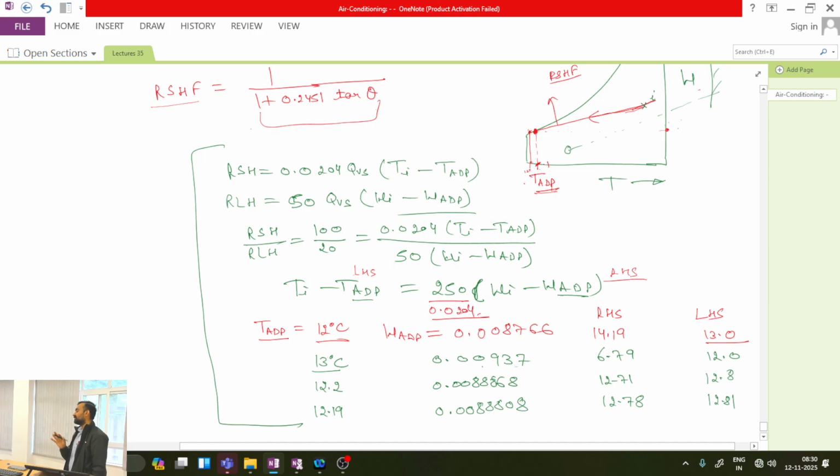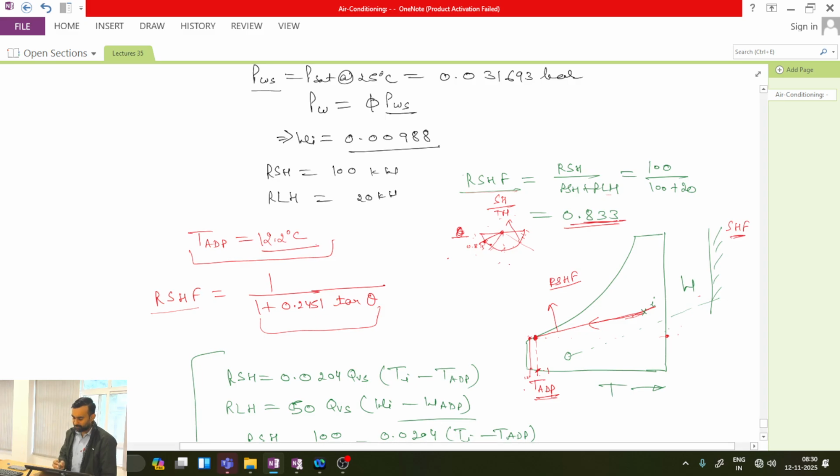As such, this is needed when very high accuracy is required. Otherwise, with the exact method we will be doing some reading errors from the chart. So just by calculating RSHF, I can draw this, and then from here I can calculate the ADP. Is this point clear or not? Clear up to this point? So it means that I have come to know about ADP. What is the apparatus dew point temperature of the cooling coil? Clear?